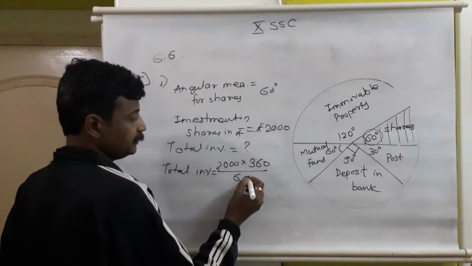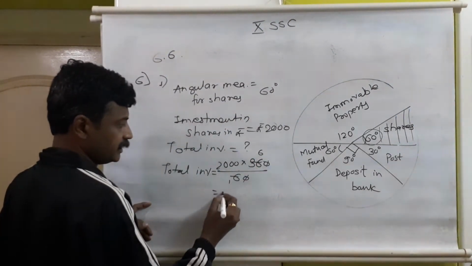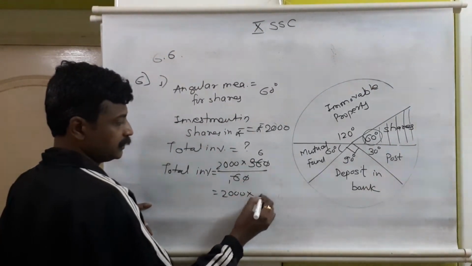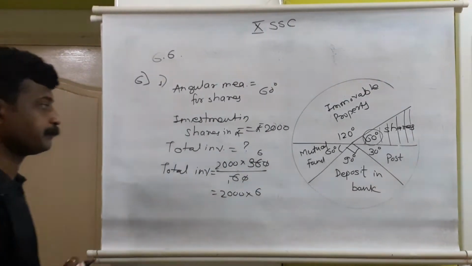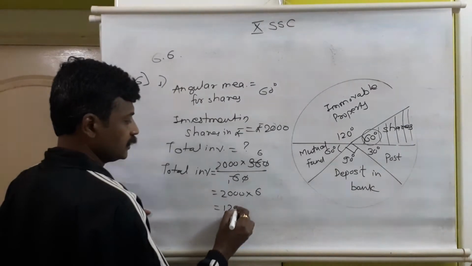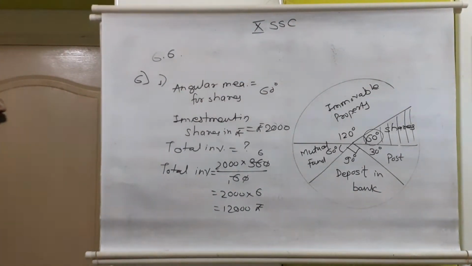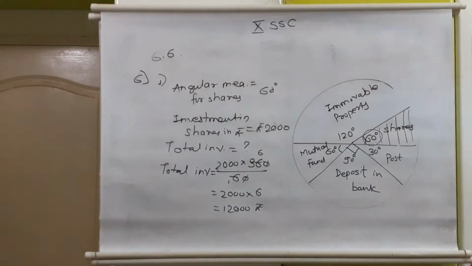So if we simplify it, 0 will get cancelled, 6 1s are 6, 6 6s are, it remains here 2000 multiplied by 6, and it will give 6 2s are 12,000 rupees will be the actual investment of this family. If 2000 is for shares, then total will be 12,000.